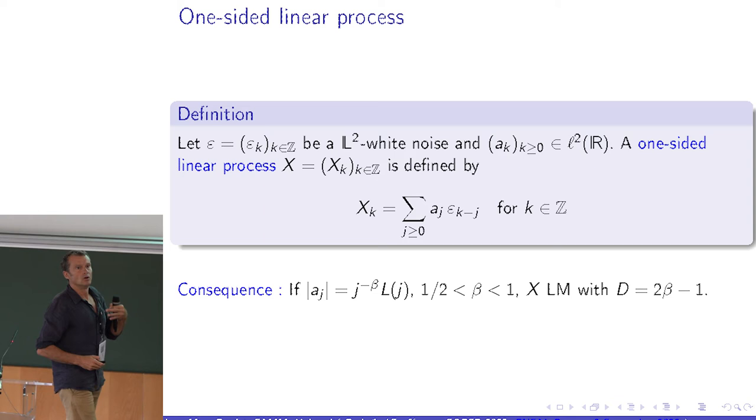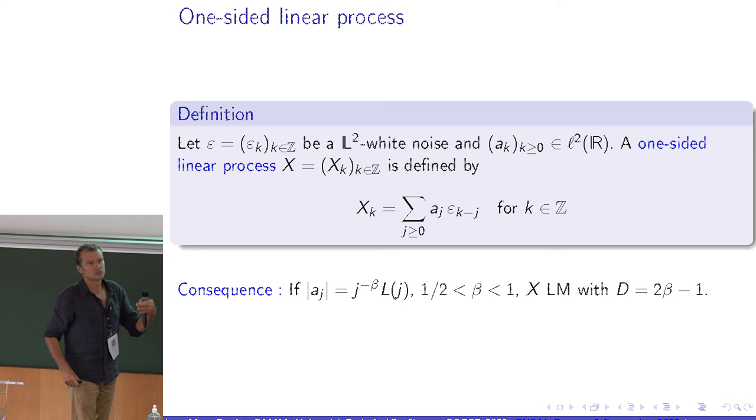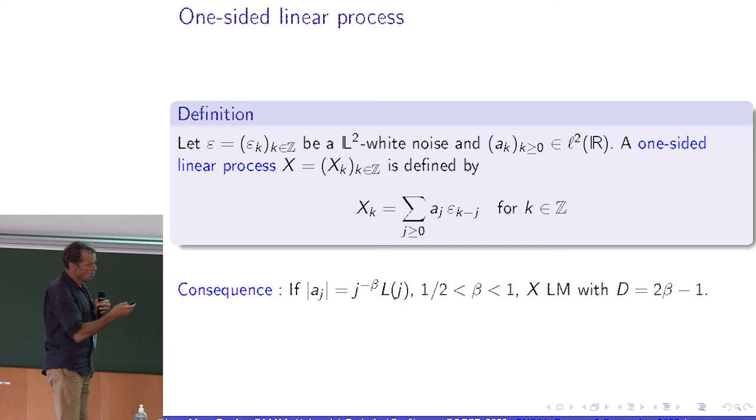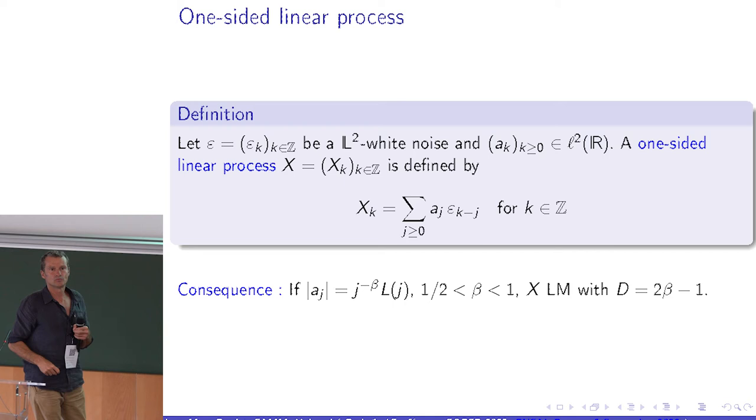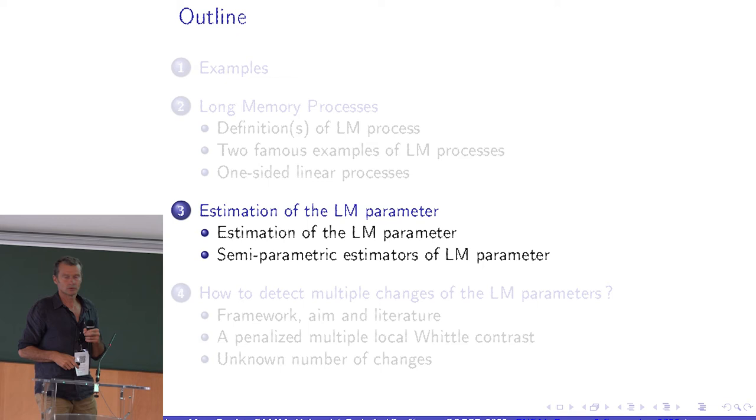Okay, so two examples, and now we can extend such examples, because fractional Gaussian noise is also a linear process using this definition. That is, a one-sided linear process is an infinite sum of white noise epsilon defined like this. And if now we consider that the coefficients a_j decrease as a power law again, times a slowly varying function, we obtain a long memory process. Okay? So this is what I first wanted to say about long memory processes.